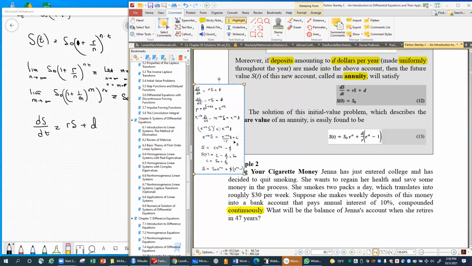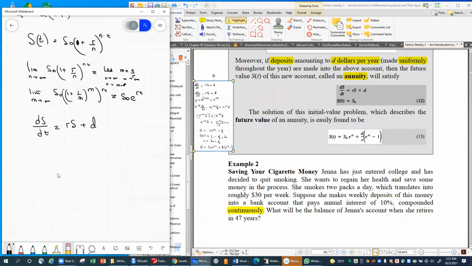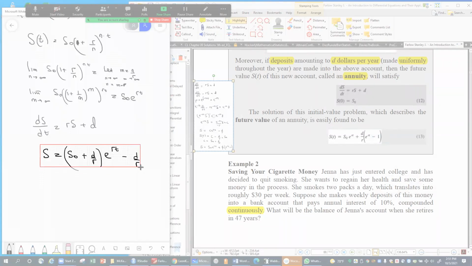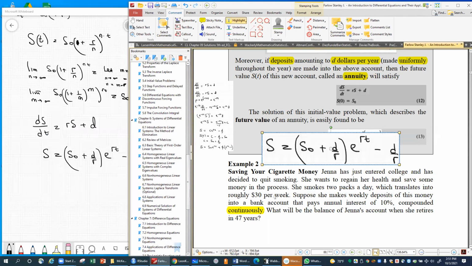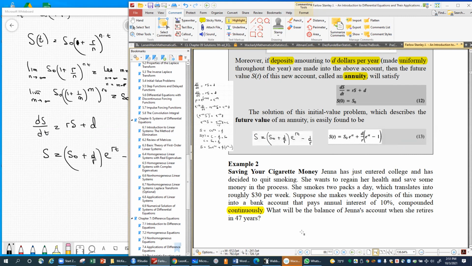Let's do both. So let me keep this. Let's also write the intermediate step we got between here. Let's say that it's S0 plus d over r, times e^(rt), and minus d over r. That was useful too, if I remember right. Let's keep this here as well.